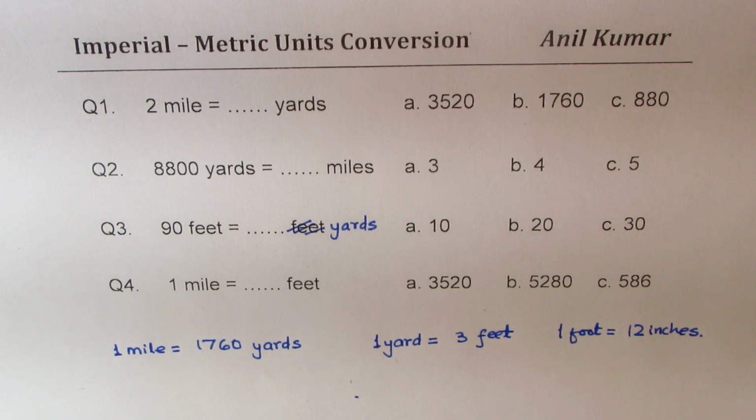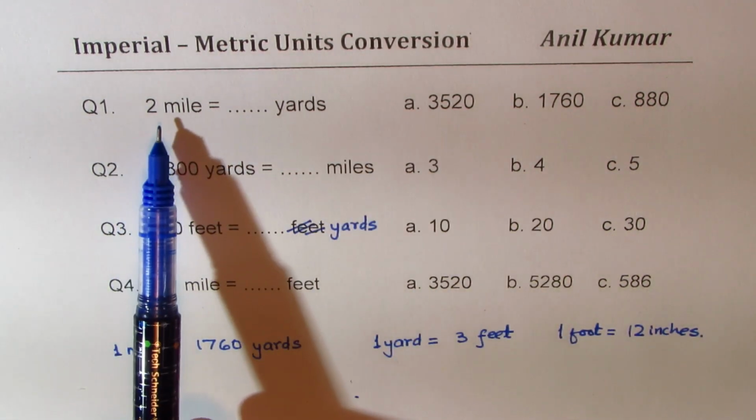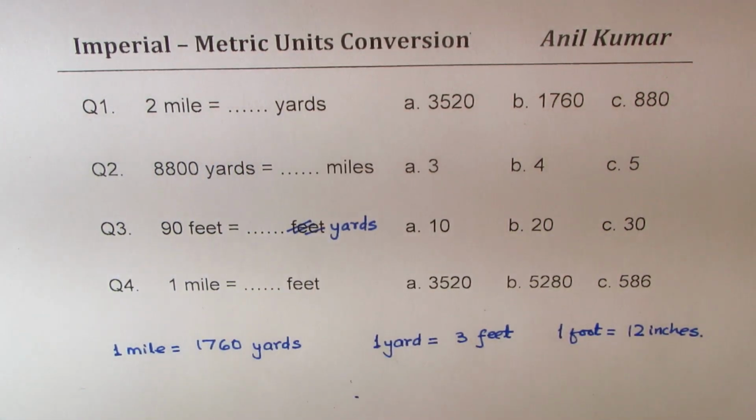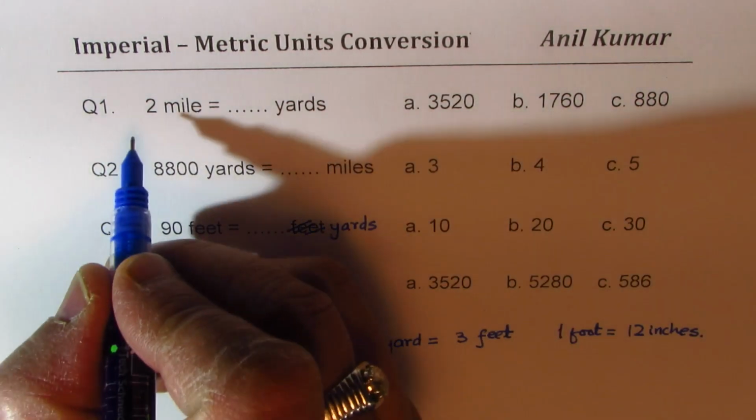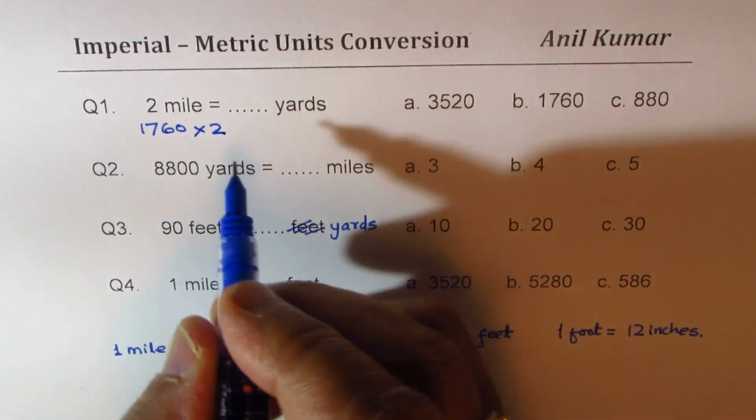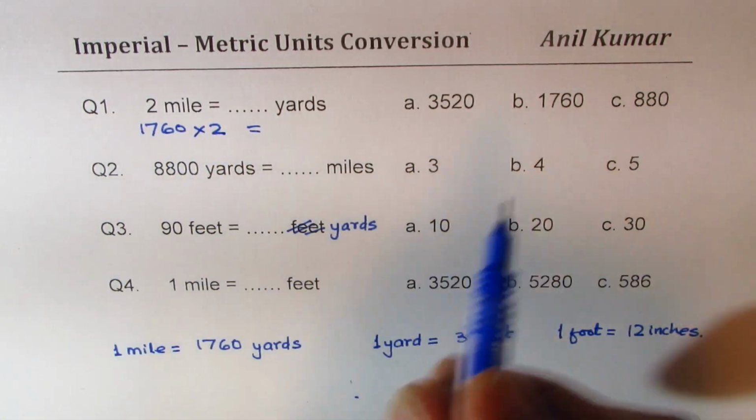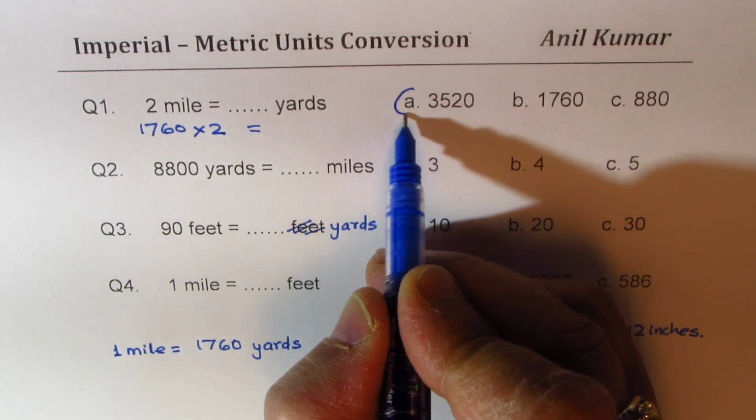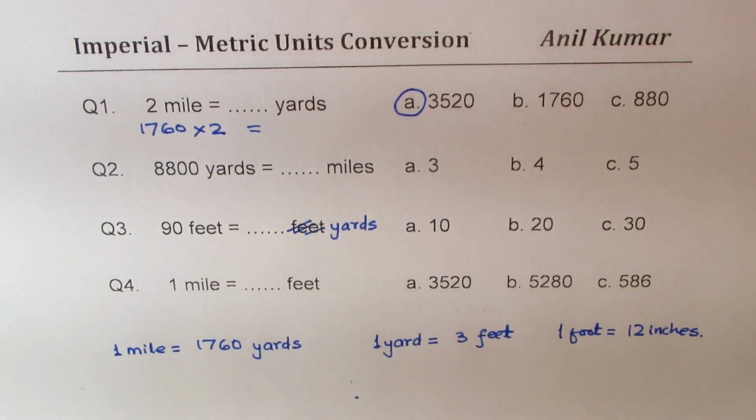So let's begin. We have 2 miles. We want to convert that to yards. So there will be many more yards. So we multiply 1760 times 2 to get our answer. So double this, we get 3520 as the answer. Is that clear? Right. Question number 2.